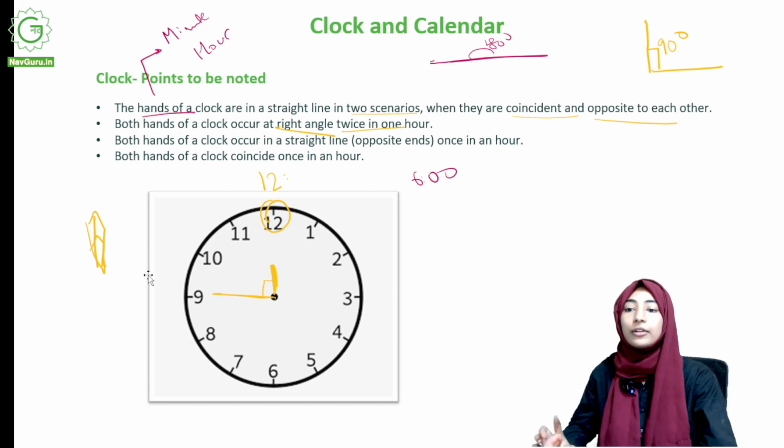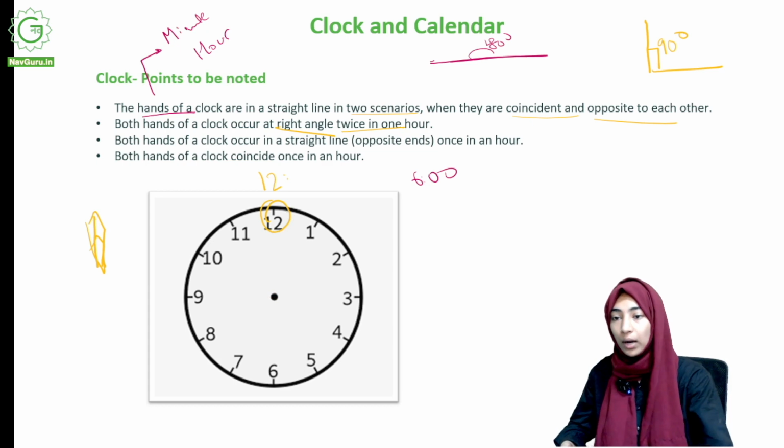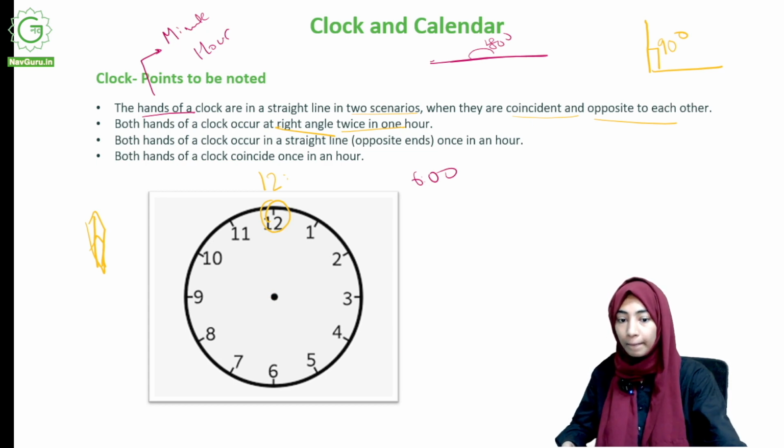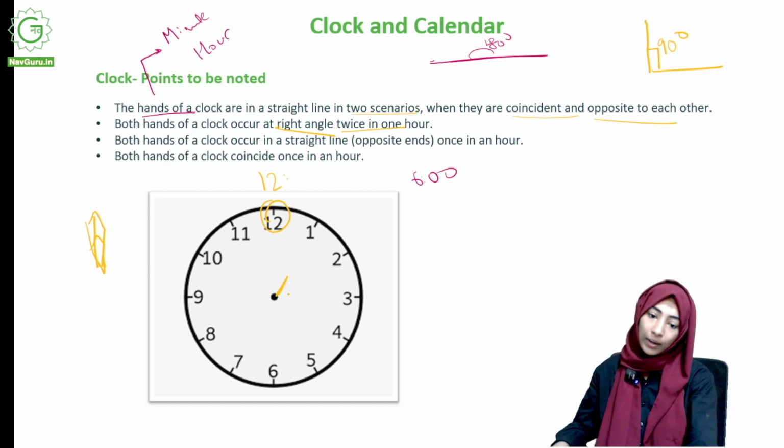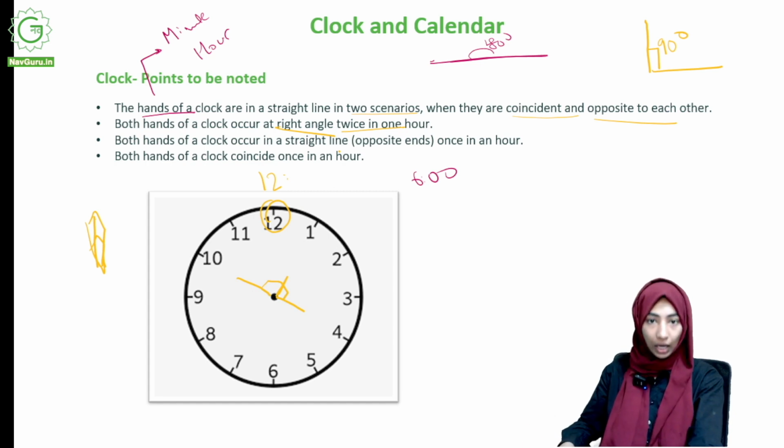Okay, similarly, for every hour, the hands come at a right angle twice. So if you take 1 for example, look at the right angle for 1. The right angle for 1 would be at 20 and then the next would be at 50, right? So like this, the right angle happens twice in every hour.